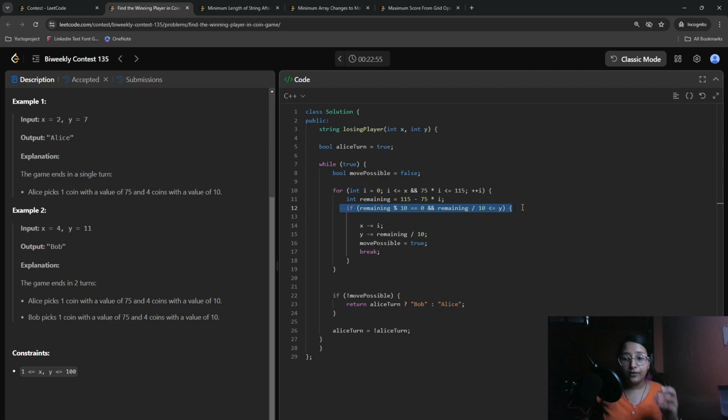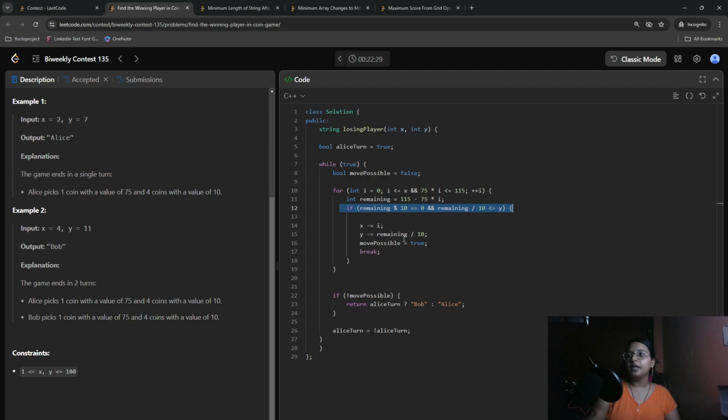We are checking if that particular remaining is divisible by 10 or not. So that's why we are checking remaining modulo 10 equals 0. If that is true, that means it is divisible by 10, and that remaining divided by 10 is less than or equal to y. That means there are that many coins possibly left so that we can use them. So if both of these conditions are true, then only we can make the present move.